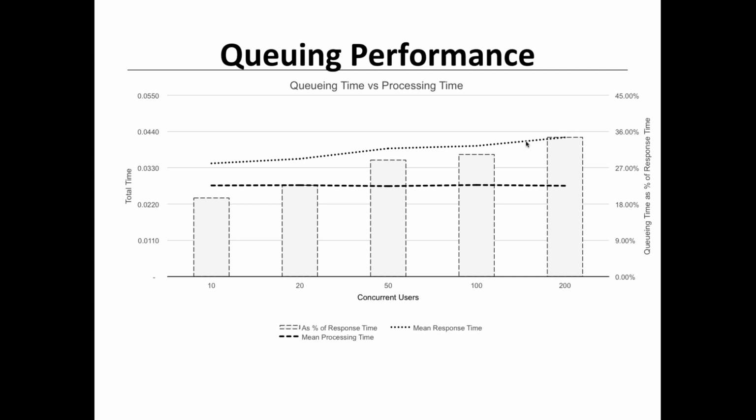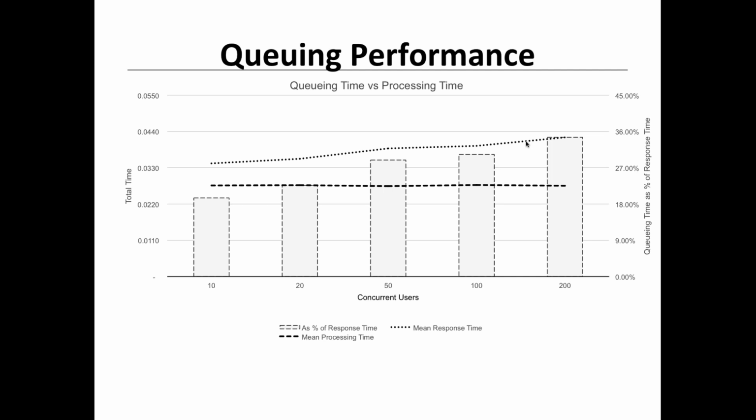So even if we have more users or less users, the processing time of the ESB remains constant. On the other hand, the mean response time measures the time from when an EMR sends a request to the ESB. The request will be in the queue because we have concurrent users.